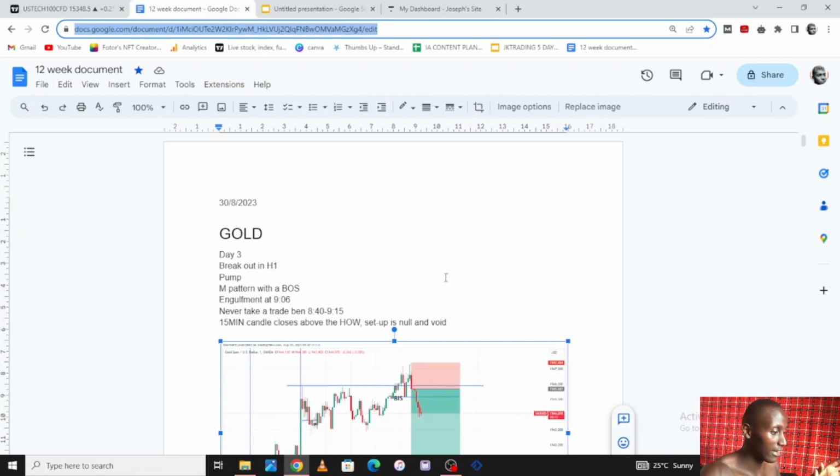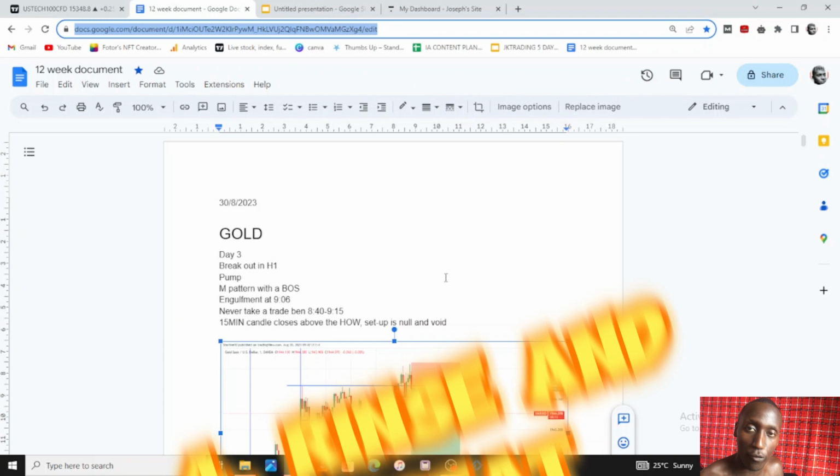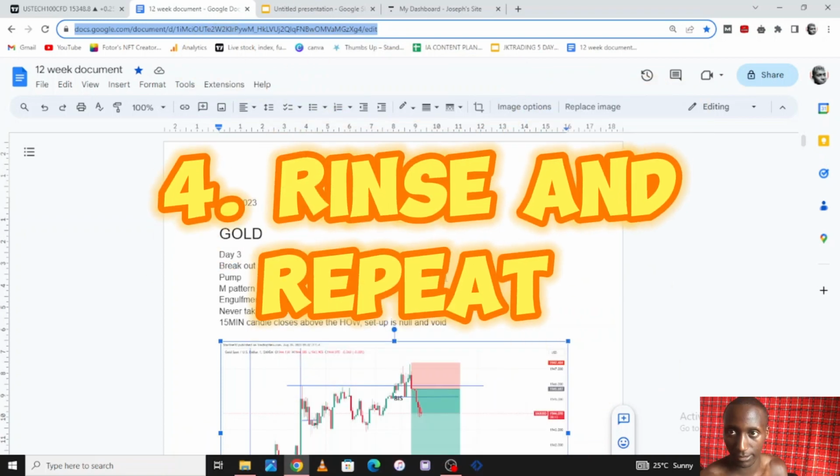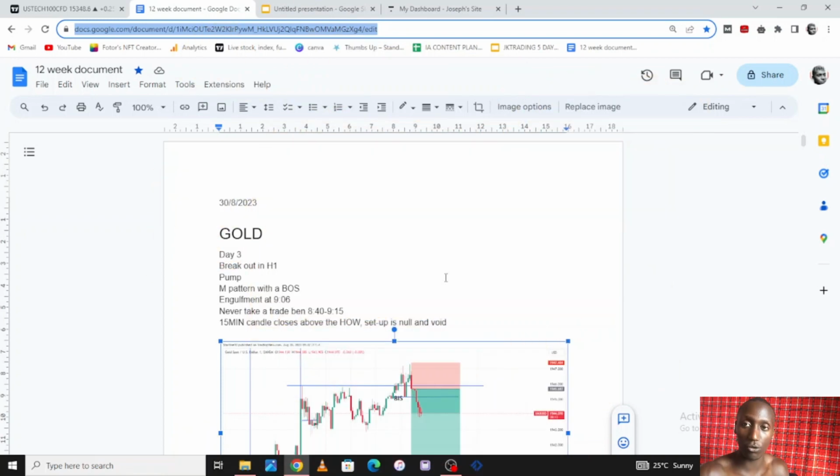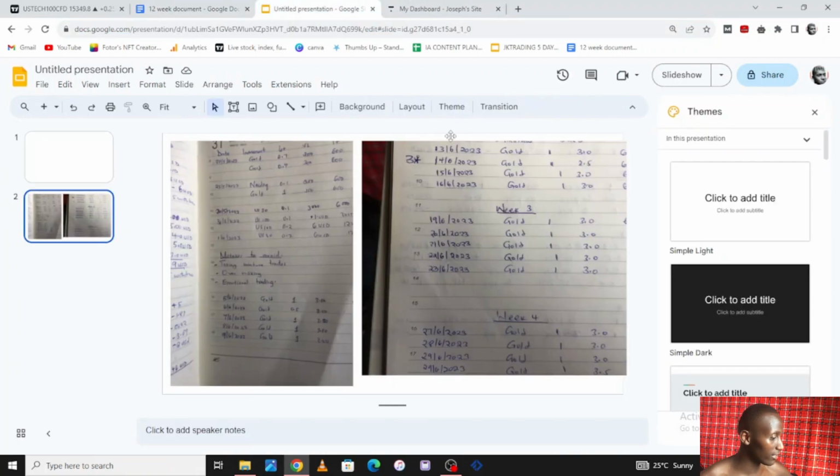Once you have that, the next step, which is number 4, is rinse and repeat. You do this over and over and over again, and this is my process. So as you can see, I have week 1, week 2, week 3, week 4. I do it in quarters. So after 3 months, I review all of my trades.